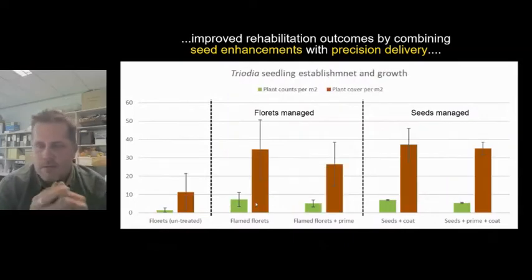So that 20-month period is reflected here again in the green bars. But one thing to note is we've still got up to 5 or 6-fold more seedlings per square metre, but the plant cover now is also averaging some pretty high numbers.